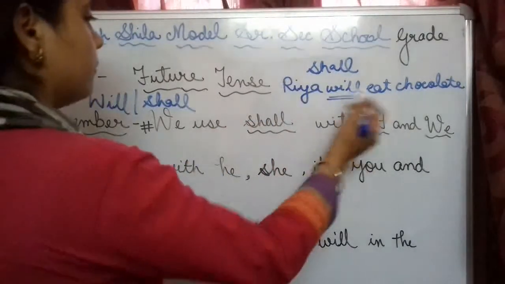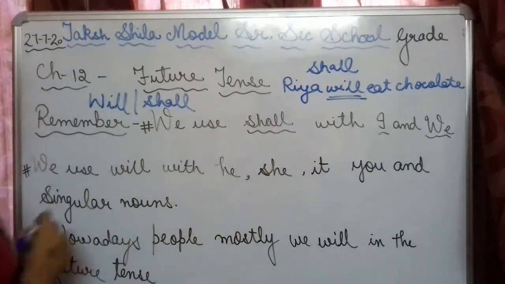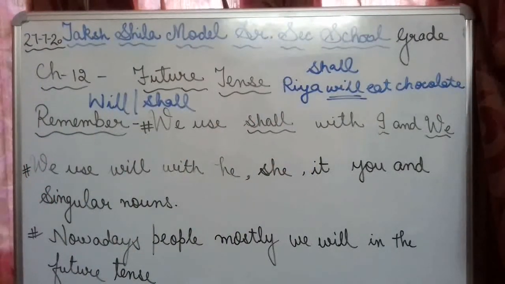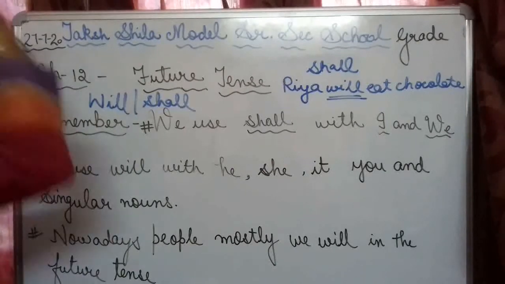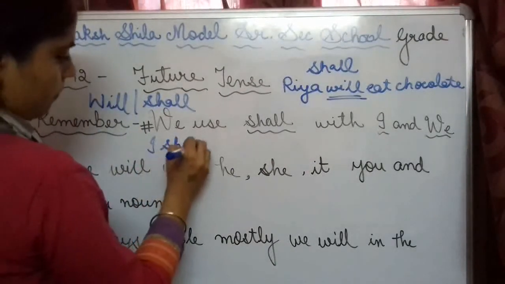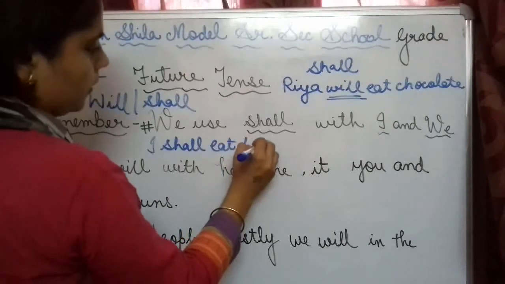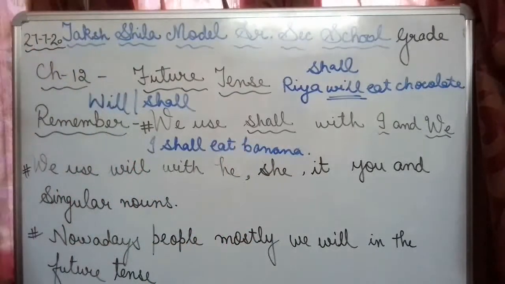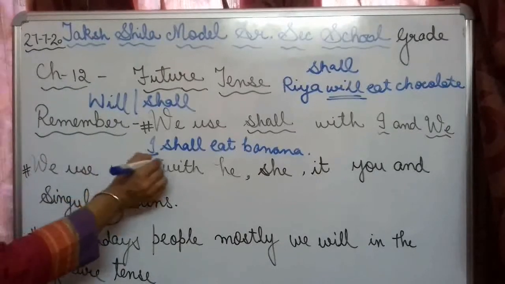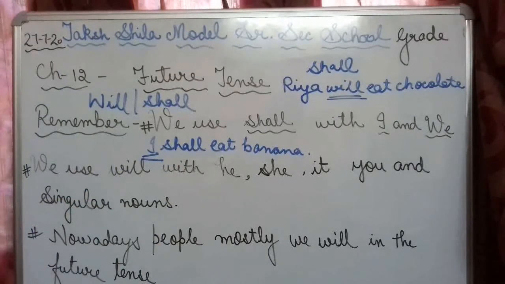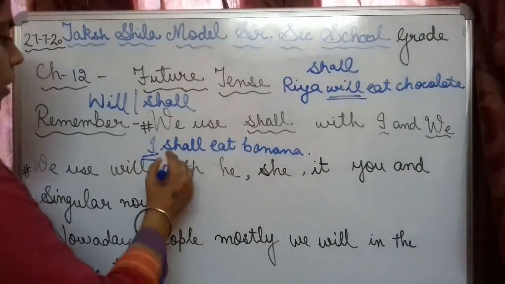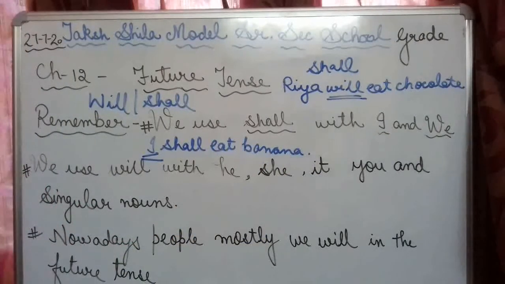Okay, now we use shall with I and we. So class, we always use shall with I and we. You can see the example here. I shall eat. I shall eat banana. Clear? So when the subject is I, we use shall. Next, you can say we shall celebrate picnic. We shall celebrate party. We shall celebrate festival, right?